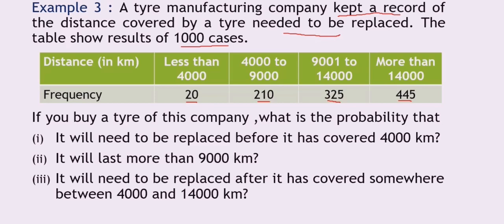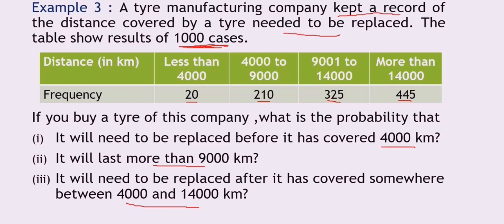So this was the data available with the company. Now, if you buy a tire of this company, suppose we buy the tire, what is the probability that we will have to change it before 4000 kilometers, or it will last more than 9000 kilometers, or it will have to be changed somewhere between 4000 and 14,000 kilometers? So there are 1000 customers who bought this tire.